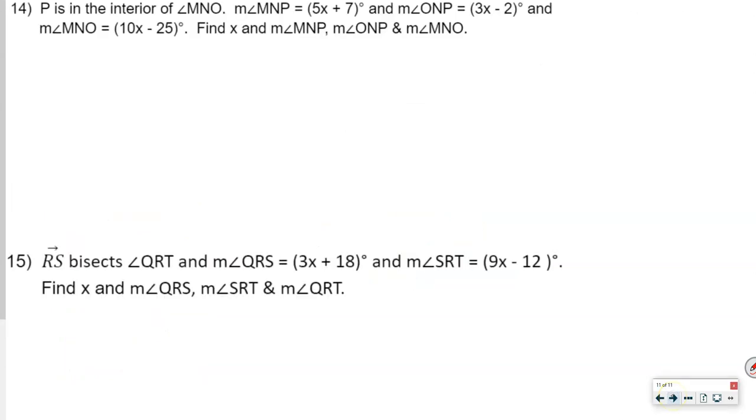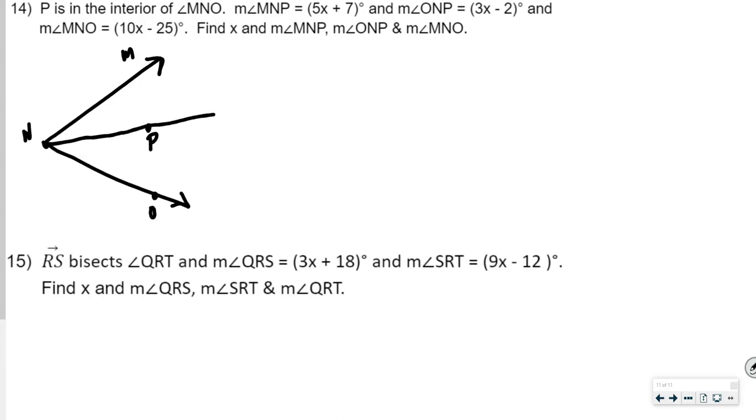All right, so our next two are angles, okay? So we're going to draw them. It says P is in the interior of M and O. So we've got M, N, and O, and we have P in the interior somewhere. We don't know where, but we just know it's inside there somewhere, so we're going to draw right through it. Remember, we're just using this drawing to solve the problem.